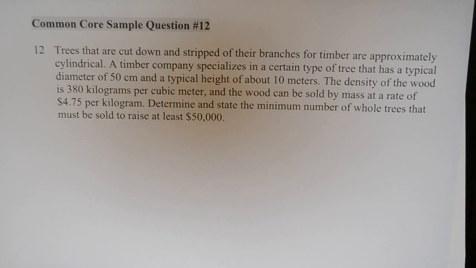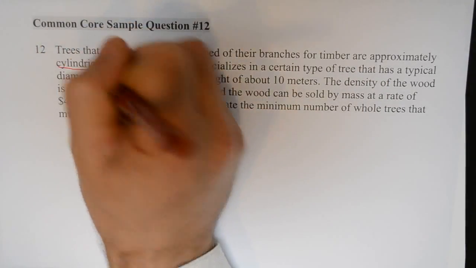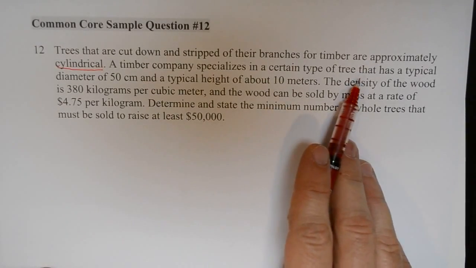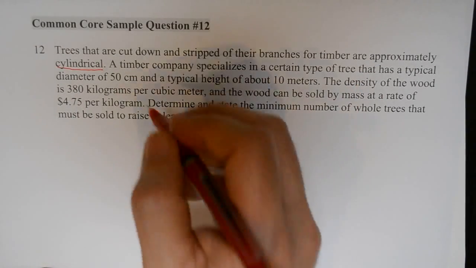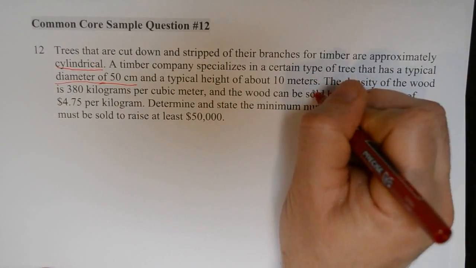So let's see, when I first look at this question, I see words, words, words. So I go into what I call what's important mode. Most of this I probably don't need to know. I'm going to look for the important things. Trees are cut down and stripped of their branches are approximately cylindrical. That sounds important. They want me to think about cylinders here. A timber company specializes in a certain type of tree that has a typical diameter of 50 centimeters. That sounds important, diameter of 50 centimeters, and a typical height of about 10 meters.